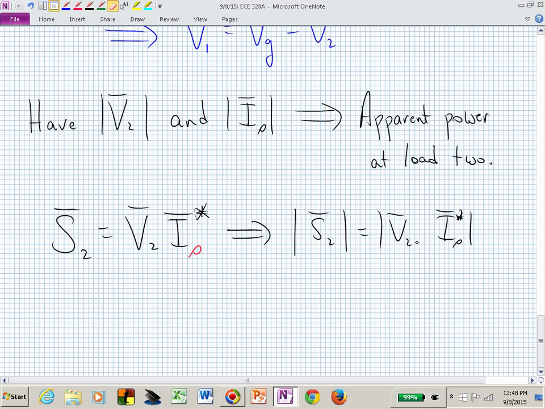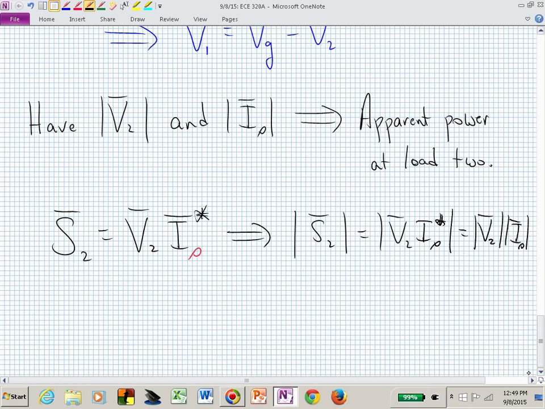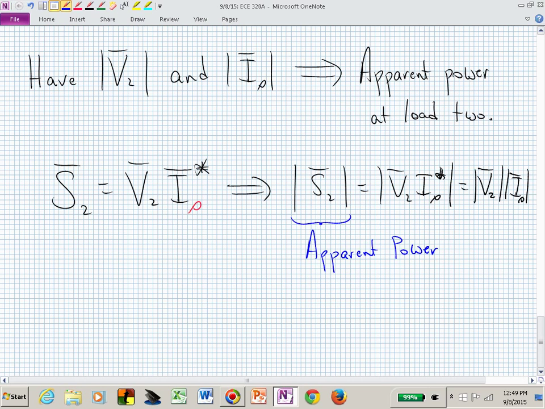Well, maybe I'll just do that in two steps. And the magnitude of the conjugate is the same as the magnitude of the unconjugated complex number. This is the apparent power. And we have that. We were given V sub 2, we were given I sub s, we were also given the real power. And we have a formula relating the apparent power and the real power.